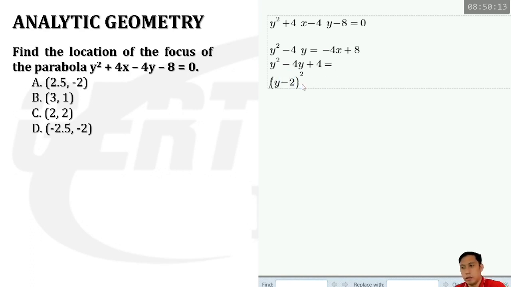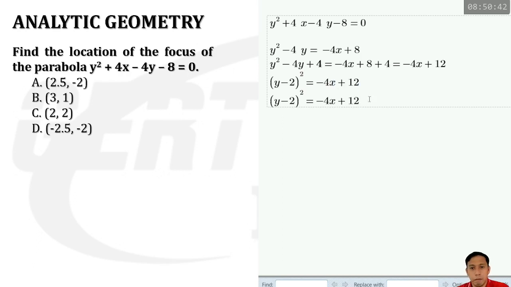Ano pala? Dapat may y minus 2 squared. Right? Dito, since we added 4 here, no? That's something that we added, diba, dito? So, mag-add din tayo ng 4 dito, making it equal to negative 4x plus 12. Okay? So, this is negative 4x plus 12, right? Or this is negative 4 times x minus 3. No? X minus 3. Am I correct?